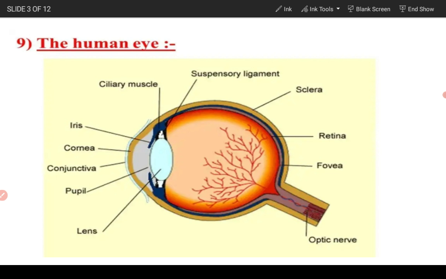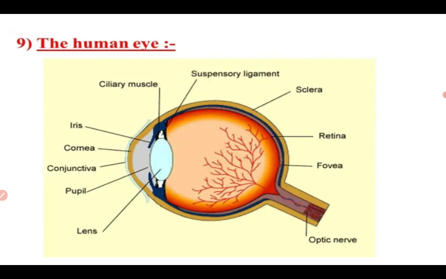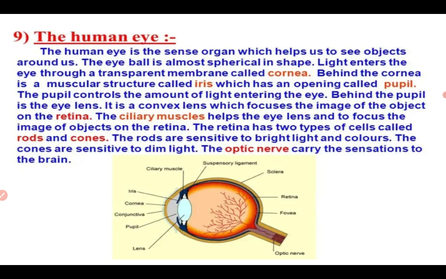Behind the convex lens there is the innermost layer, that is the third layer, called the retina. The retina is made of two types of cells, the rod cells and cone cells. When these cells come out from the eye, they make the optic nerve. Here, student, the iris forms the pupil. This is the area through which the light enters the eye and falls on the retina.